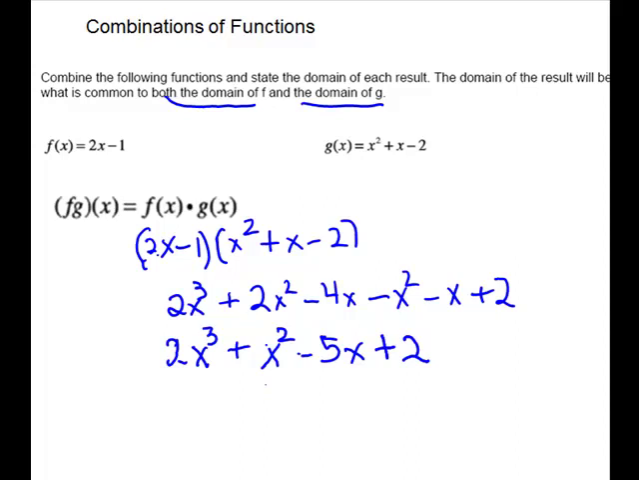Then for our domain, the domain of f is all reals, domain of g is all reals, so the domain of multiplying them together is all reals.